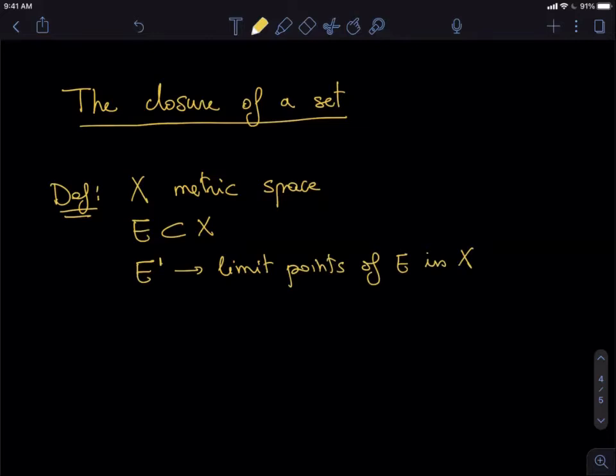With this notation, the closure is called E bar. This is just the union of the set and the limit points. So we are taking both of them together.